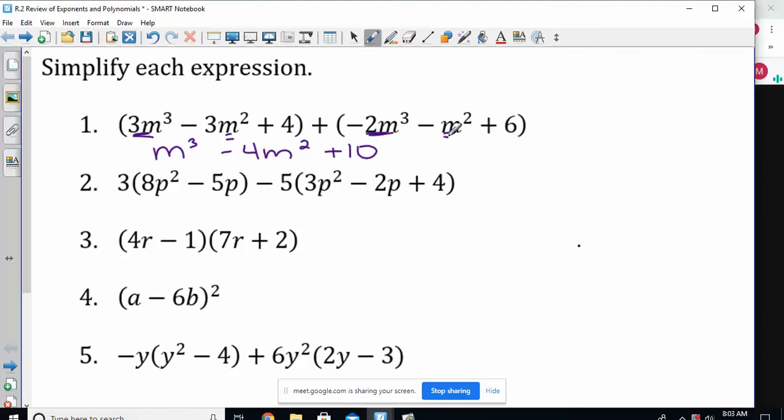Does it matter what order you write those terms in? If I put like 10 plus m cubed minus 4m squared? No. You can add in any order. So if you did switch your order around, that's no big deal.